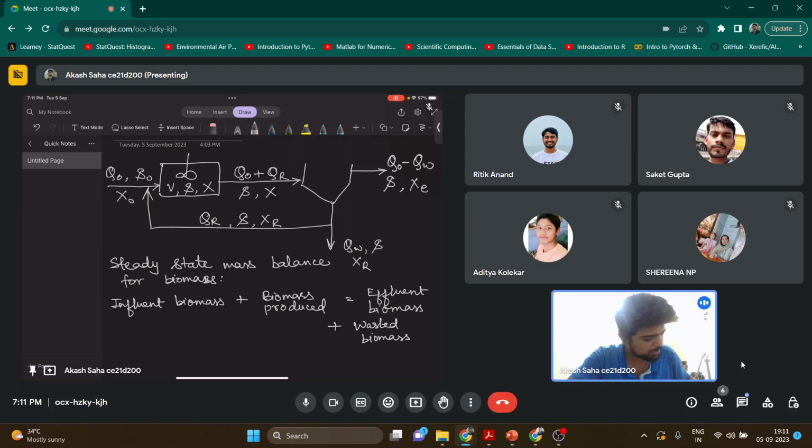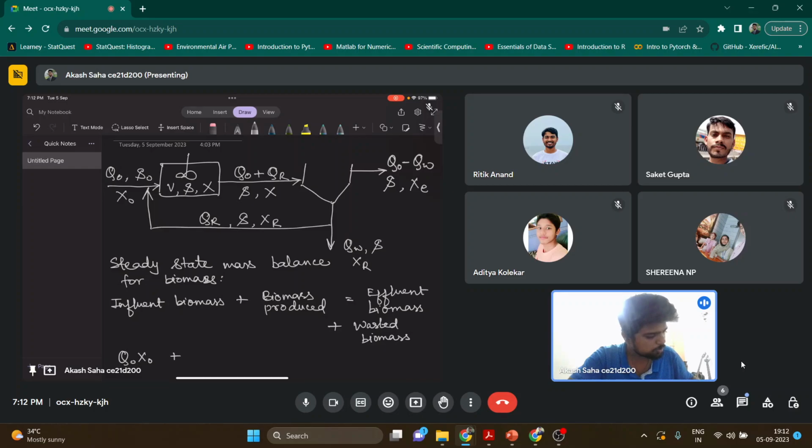We know that influent biomass concentration is X naught. So to keep the units constant throughout this mass balance equation, we will multiply it with the Q naught. We know Q is meter cube per day into X naught will be milligram per liter or meter cube. So everything will be in terms of milligram per day. Each term in this mass balance will be milligram per day or kg per day, anything that is weight per time. So the unit should be constant throughout the mass balance.